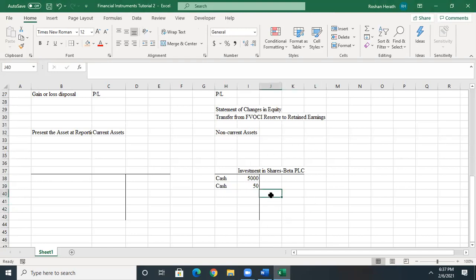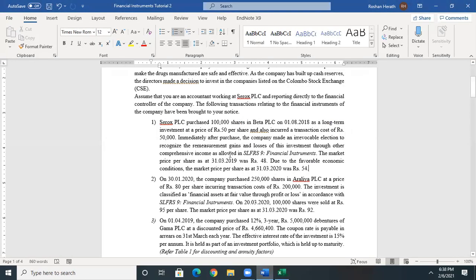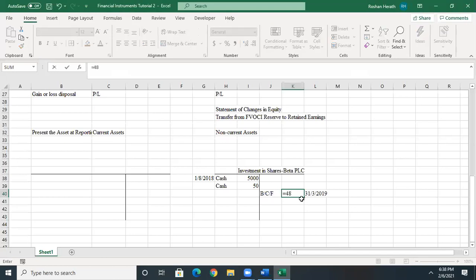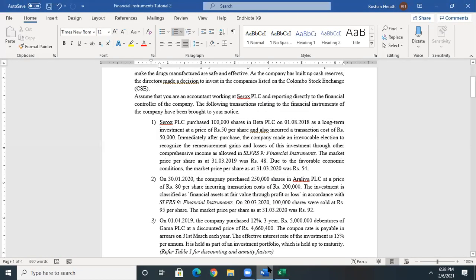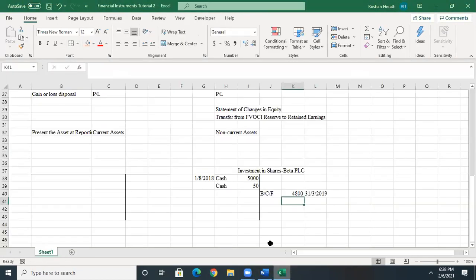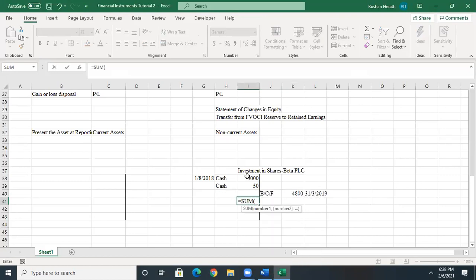You come to the reporting date, you need to remeasure it. Now you are in 31st March 2019, and you purchased on 1st of August 2018. So how about the remeasurement? It's at fair value. There it says it's rupees 48. It's 48 into 100,000 shares. So here you can see that you have suffered a loss.